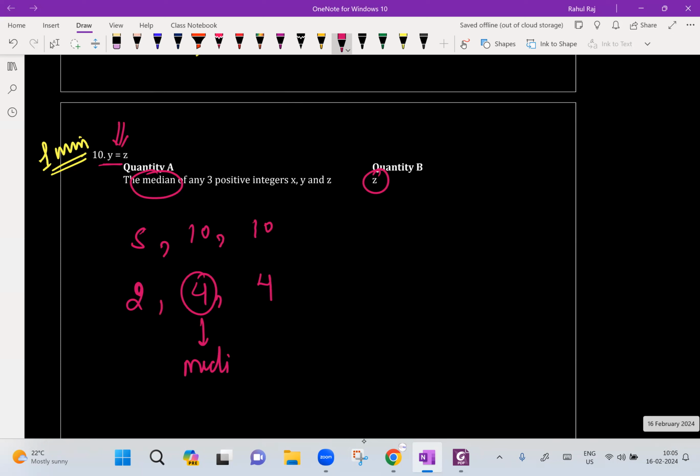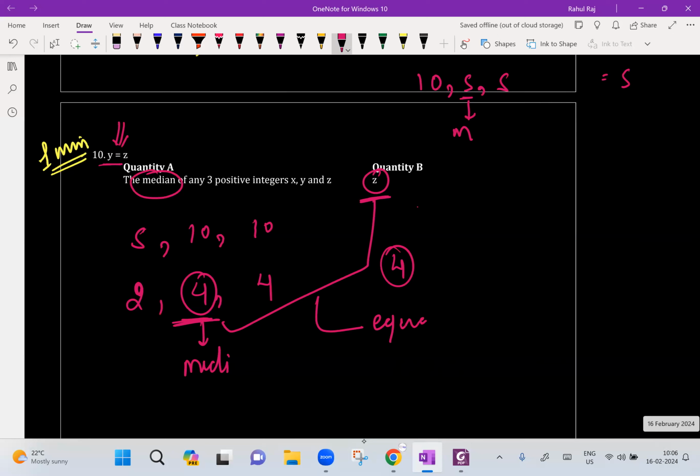And y is equal to z, so z is technically also 4. Whatever number you take, let's say the value of x as 10, y as 5, z as 5, the median is 5, but z is also 5. So technically your median and the value of z are equal. So we'll mark answer C over here.